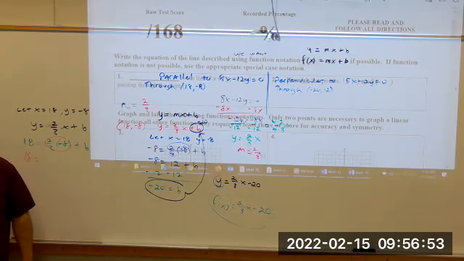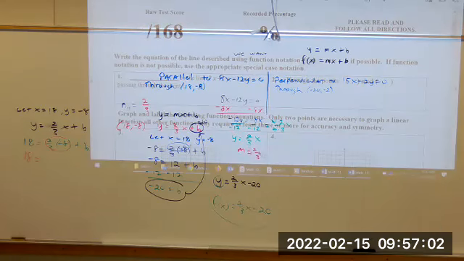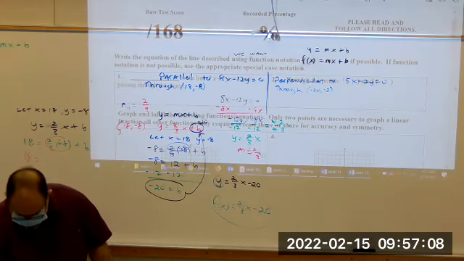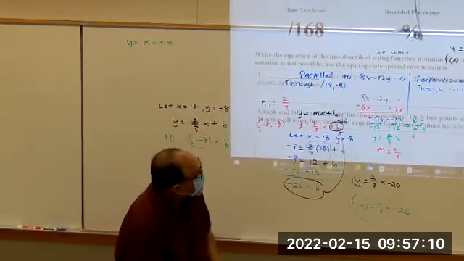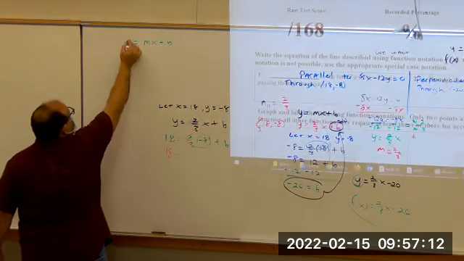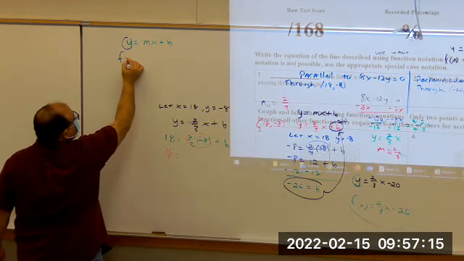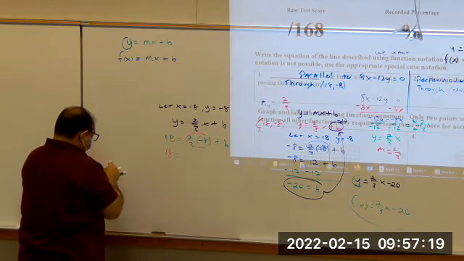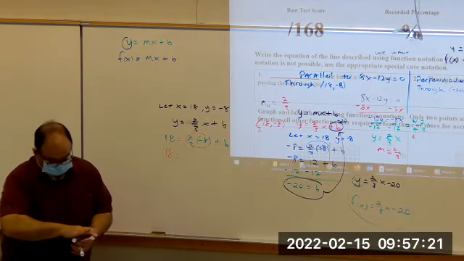Now, if possible, you're replacing y with f of x. So y equals mx plus b would now be replaced with f of x equals mx plus b. And then you have two special cases.